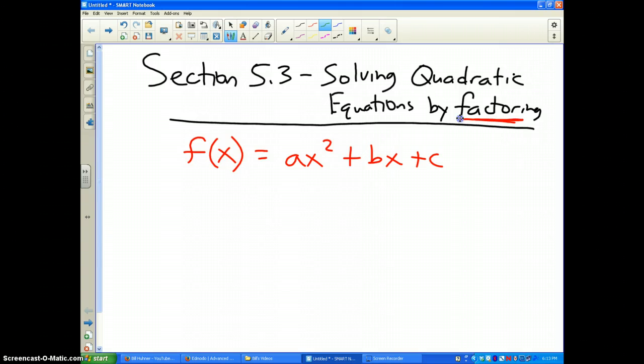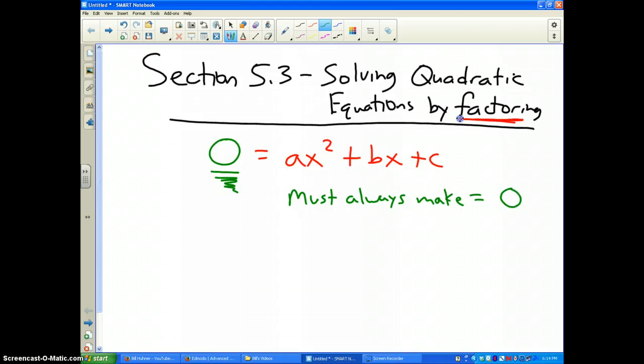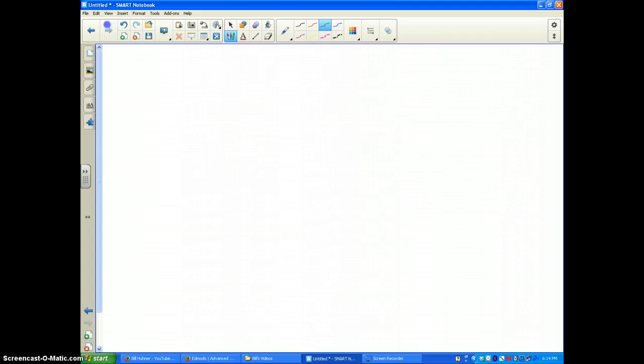And as I just told you in the last video, anytime you solve a quadratic equation, it has to equal 0. We must always make it equal to 0. So, we're going to practice solving by factoring. Problem number 1, solve x squared plus 2x equals 3.